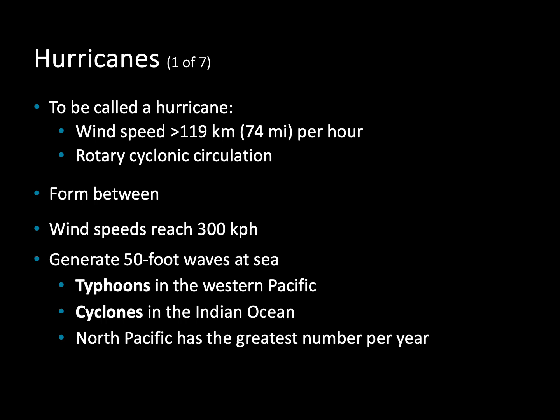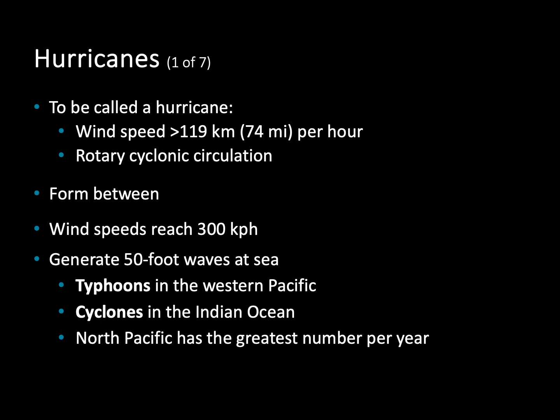So in order to be actually categorized as a hurricane, it needs to have two things. It needs a wind speed that's over 74 miles per hour, and it needs to be a rotating cyclonic circulation. So it needs to have high winds that are above 74 miles per hour, but it also needs to be rotating in a counterclockwise circulation with a low pressure center.